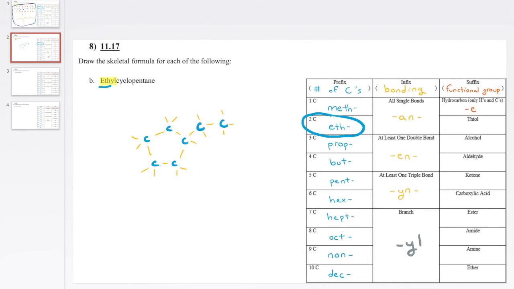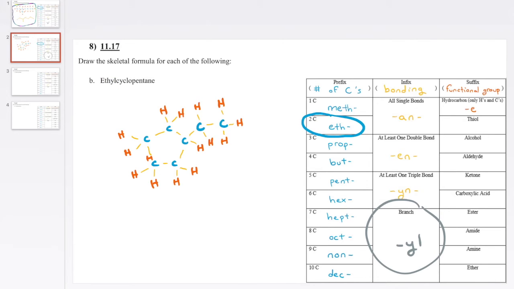Now, because the suffix is E, and the YL, again, is just telling us we have a branch. Because the suffix is E at the very end of this, we're going to fill all of this in with hydrogens. So at the end of all these bonds goes a hydrogen. So that's one way of drawing ethyl cyclopentane.